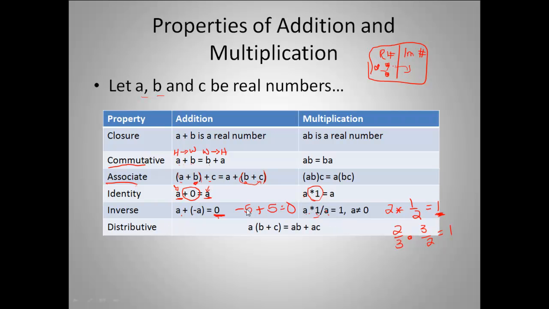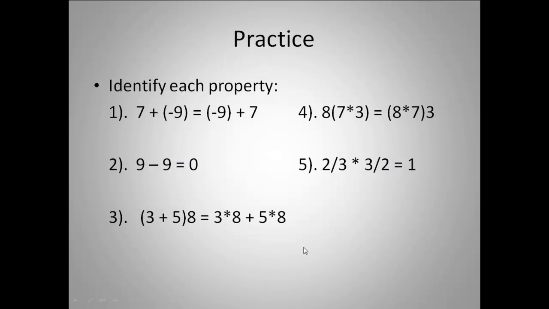And then the distributive property actually combines addition and multiplication. If I have a number on the outside of a set of parentheses that's being multiplied, I can distribute that to the inside and have an equivalent expression. So notice the plus sign stayed, and then I have A times B plus A times C. Okay, what I want you to do now is pause the video, and I want you to identify each property that's shown here.